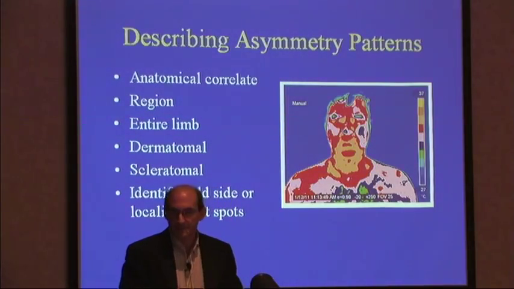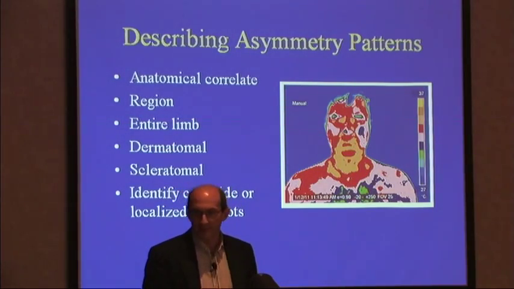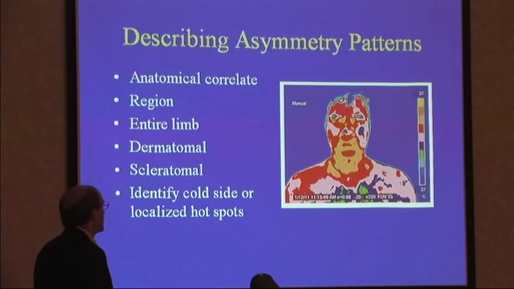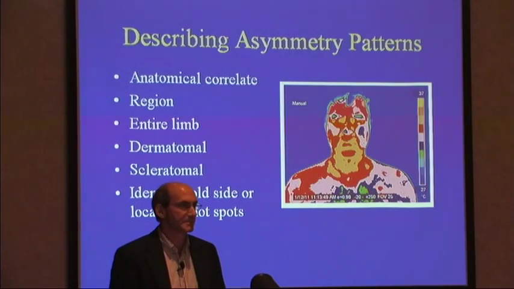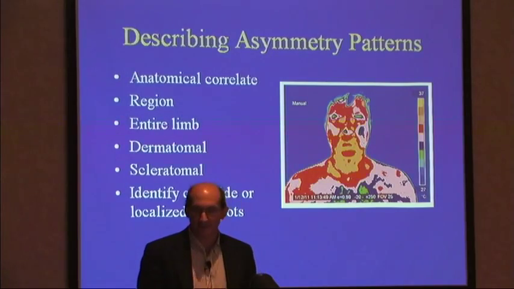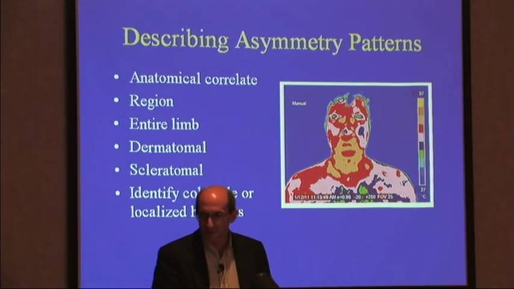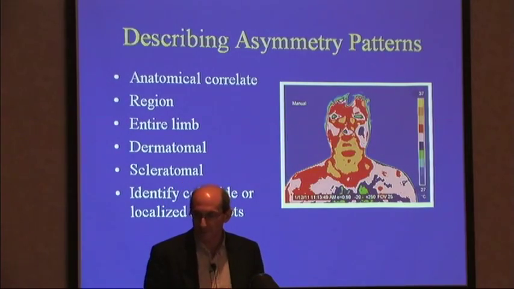When we describe asymmetry patterns, you can use several different methodologies. You can just use an anatomical correlate. There's a heat emission asymmetry pattern or abnormal sympathetic skin response study over the maxillary portion of the face. You understand what I'm saying. You can describe a region. It can involve the entire limb. You can describe a dermatome, as in the myofascial pictures we described. You can describe a sclerotome. Some people call them thermatomes. Or you can identify the localized hotspots and localized, or which side is cold.